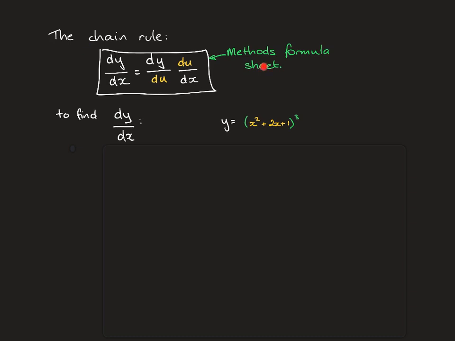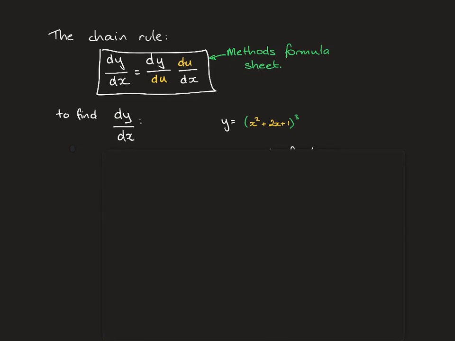So the chain rule appears on the methods formula sheet like this. dy/dx is equal to dy/du times du/dx. So there's a little times sign in between here. And so to find the derivative of the composite function, we need to find the derivative of y with respect to u and the derivative of u with respect to x. So we're going to work through with this particular function here, and you can see that our inner function is x squared plus 2x plus 1, and our outer function is u cubed.